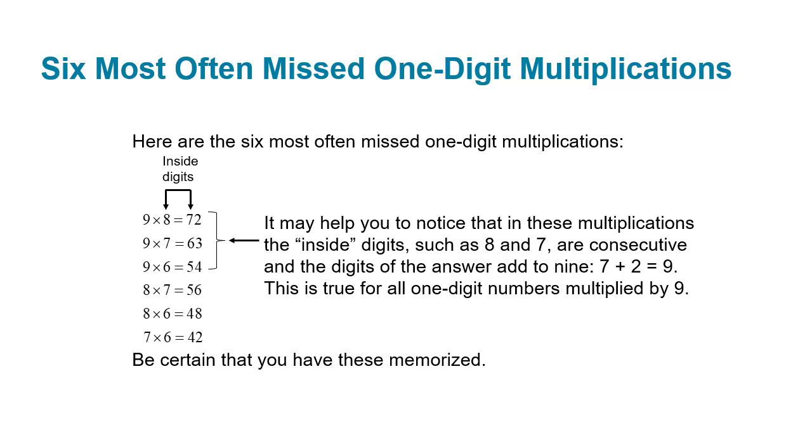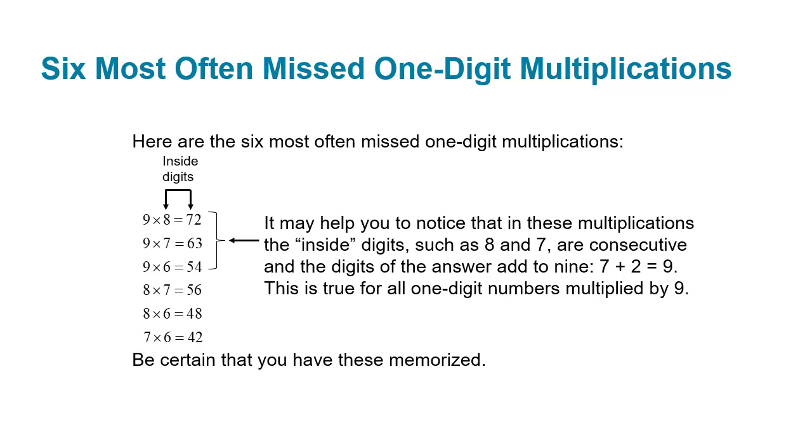And if you are working on those and trying to memorize a lot of those, the ones that trip people up the most are these 6 here. 9 times 8, 7 and 6, and then 8 times 7 and 6, and then 7 times 6. So basically things that involve 6s, 7s, 8s, and 9s. Well, there are some patterns that help you.